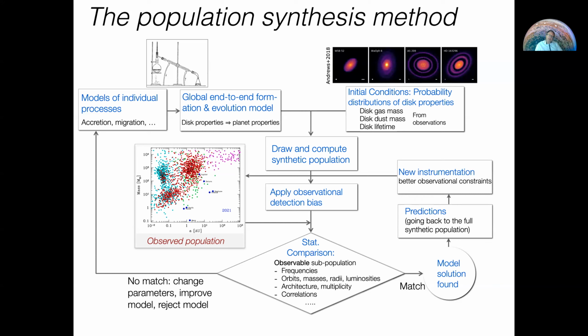And one thing that is important to understand is that one learns a lot, even if a synthetic population does not match the observed one. This is not by itself a problem. This is actually the point, because like that we can see which models need to be improved further.